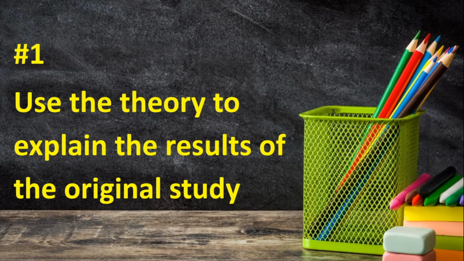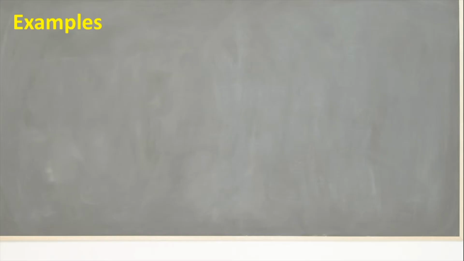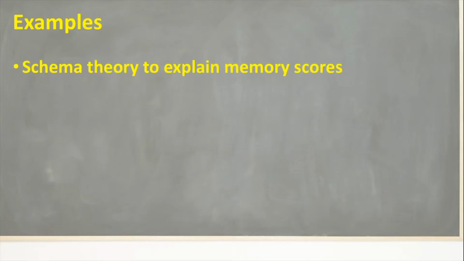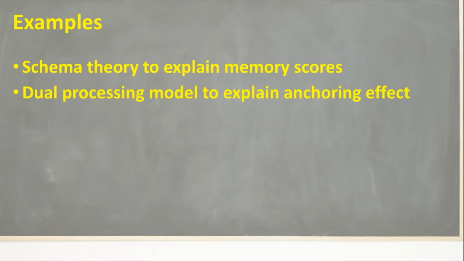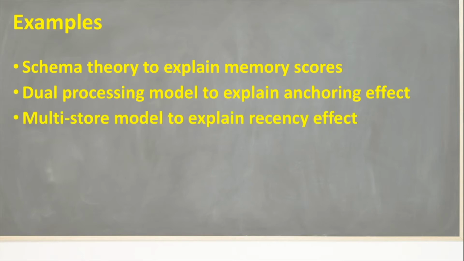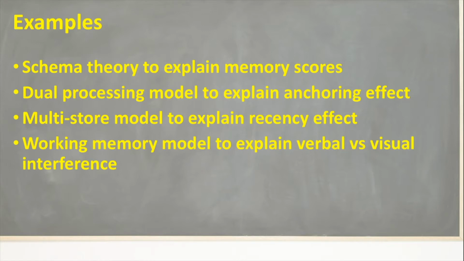So the first way is you can use the theory to explain the results of the original study. While it doesn't say in the rubric that you have to summarize the original study, it makes sense to do so. And so here are some possible examples you might be using. You could use schema theory to explain memory scores if that was the original test you did, or the dual processing model to explain the anchoring effect, maybe the multi-store model explaining the recency effect, or working memory could be explained verbal versus visual interference if you're replicating that experiment.